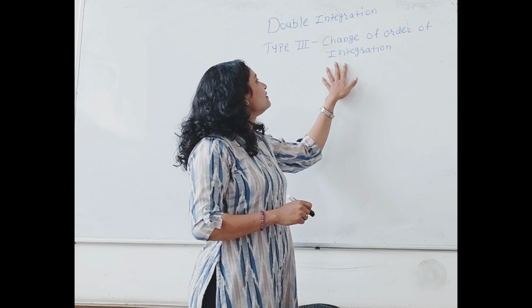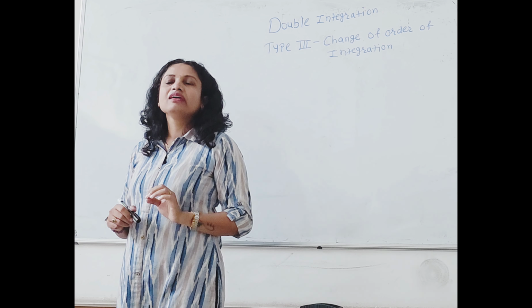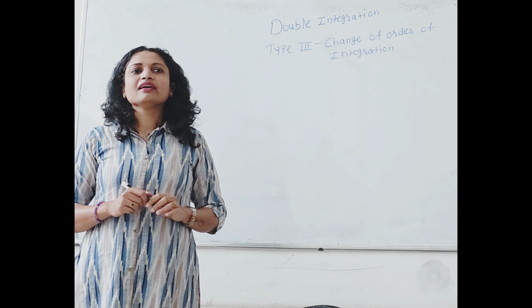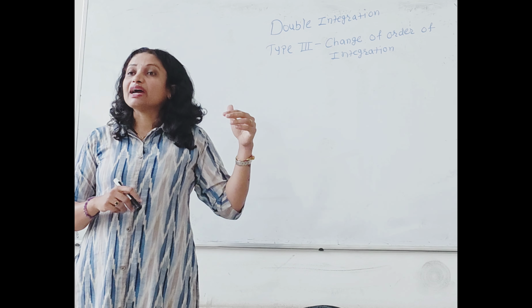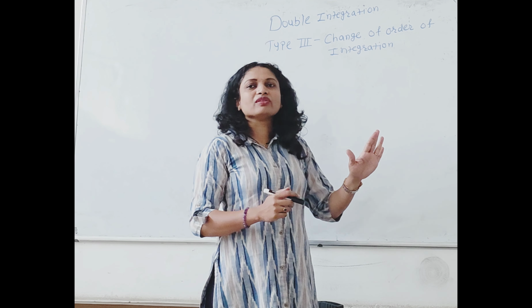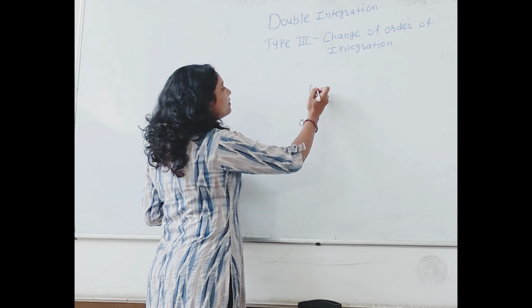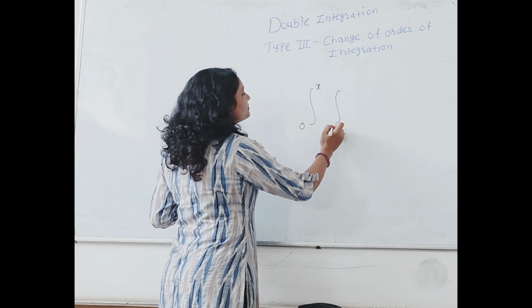Now the third type is change of order of integration. In the change of order of integration, what basically we are doing is changing the strip. And why do this? Because sometimes you may have an integration, so that by rule, suppose you are asked to find this integration.